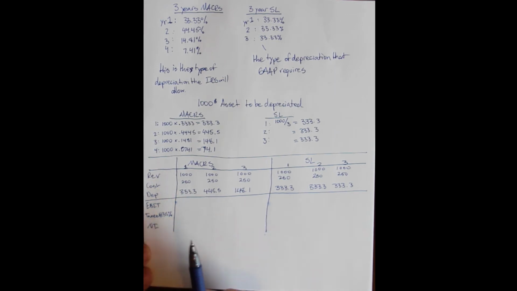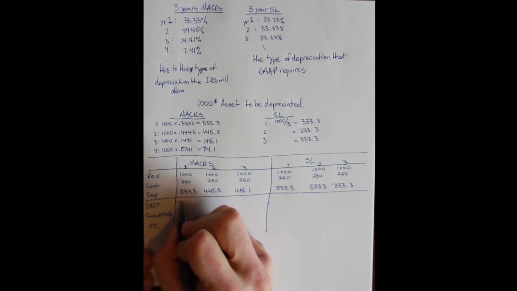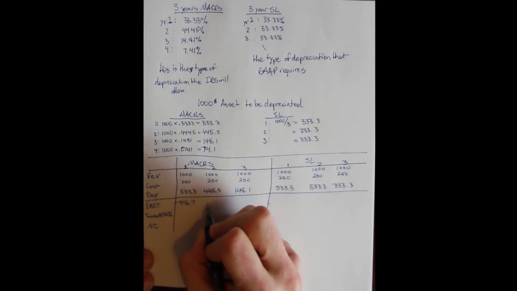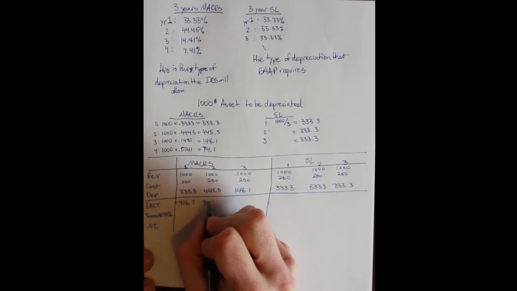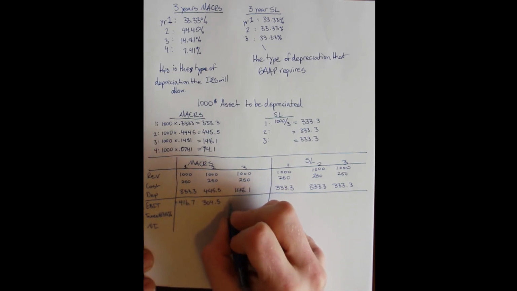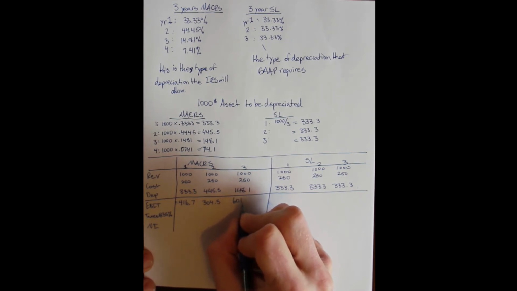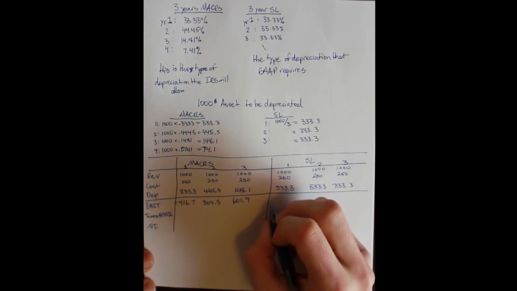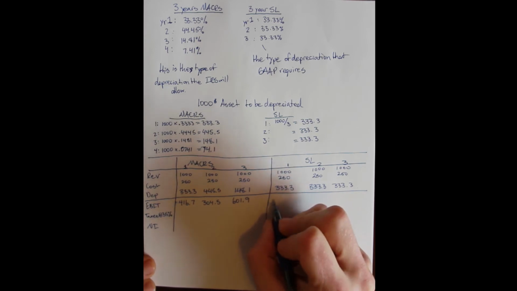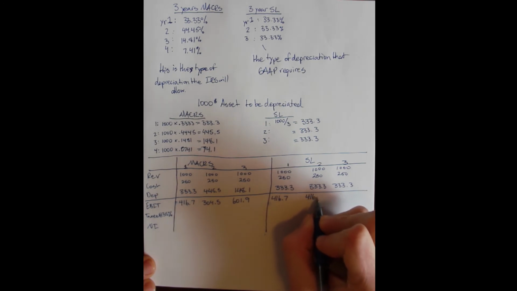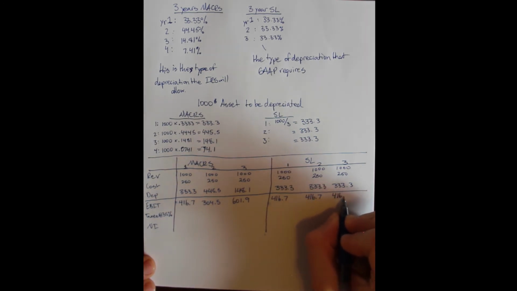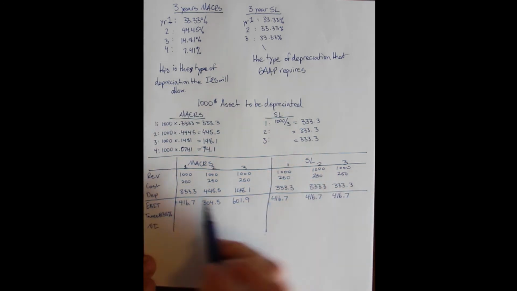EBIT is revenue minus cost minus depreciation. So it's 416.7 in the first year. It's 304.5 in the second year, and 601.9 in the third year. On the maker's schedule, in the straight line schedule, it's the same. It's always 416.7, because again, in the income statement on the straight line side, all of the values are the same. Here, depreciation changes in every year, so our EBIT changes.